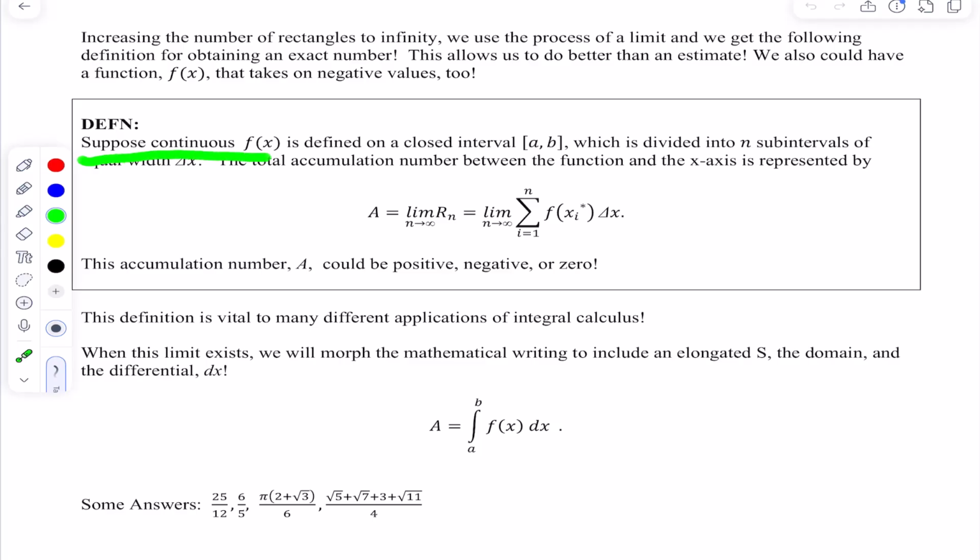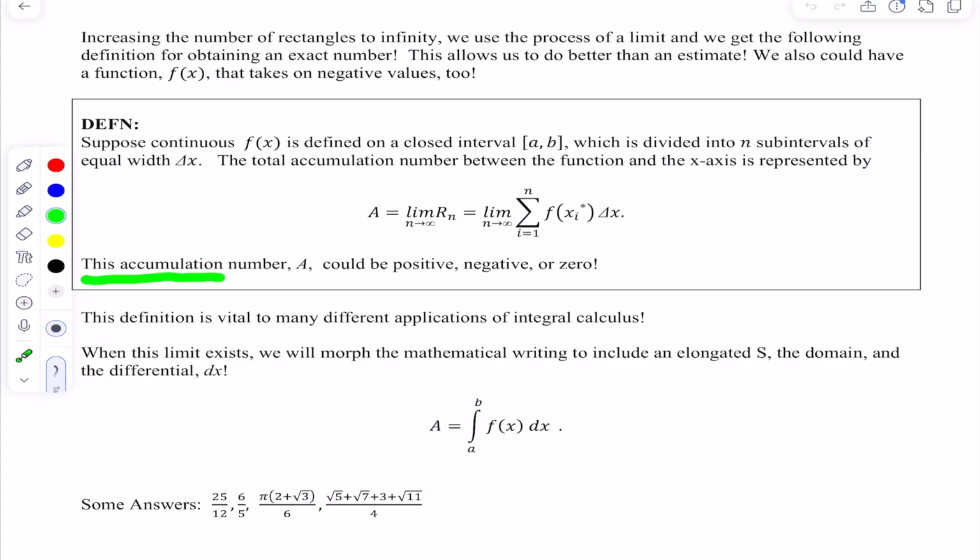Suppose a continuous function f of x is defined on a closed interval a to b, which is divided into n subintervals of equal width called delta x. The total accumulation number between the function and the x-axis is represented by this limit. And this limit is actually the limit of a Riemann sum as n goes to infinity. That means we take the limit of a Riemann sum, we let n go to an infinite number of rectangles.